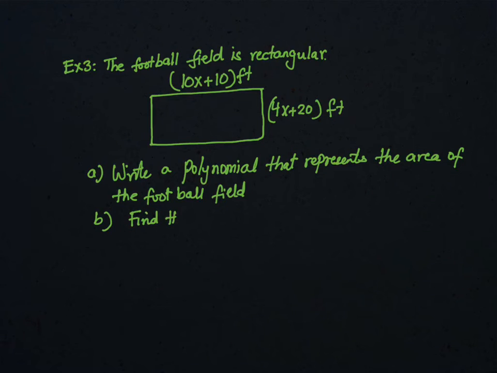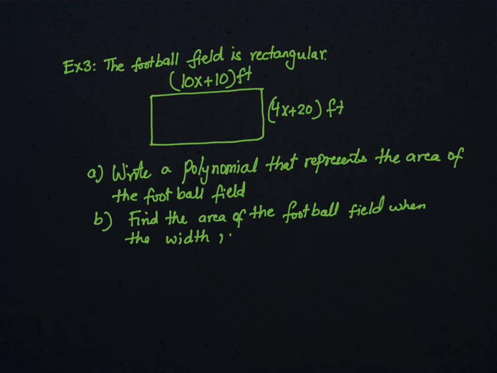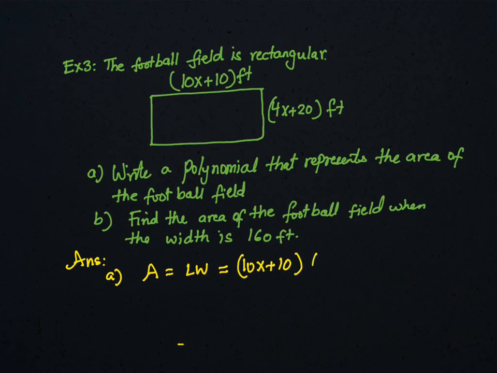find the area of the football field when the width is given to you as 160 feet. So area is length times width, so 10x plus 10 times 4x plus 20.